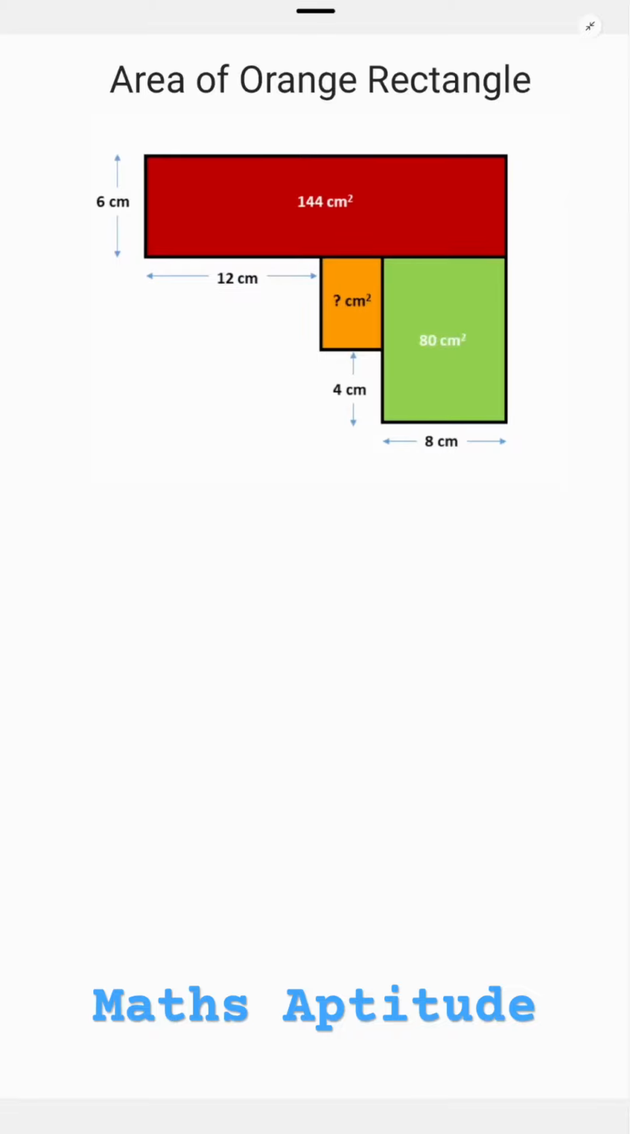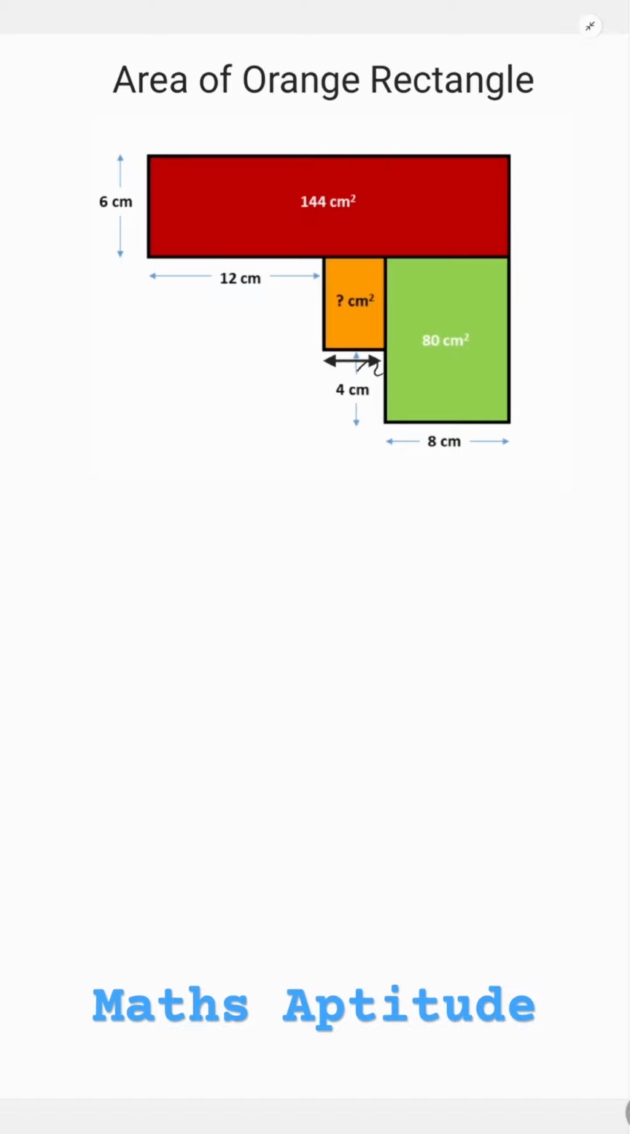Today we have yet another puzzle where we have to find the area of the orange rectangle here. In order to find the area of the orange rectangle, we first have to find its height and width because the area of a rectangle is height times width. So let's call the width here x and the height here y. So now we have to find x times y to get the area of the rectangle.